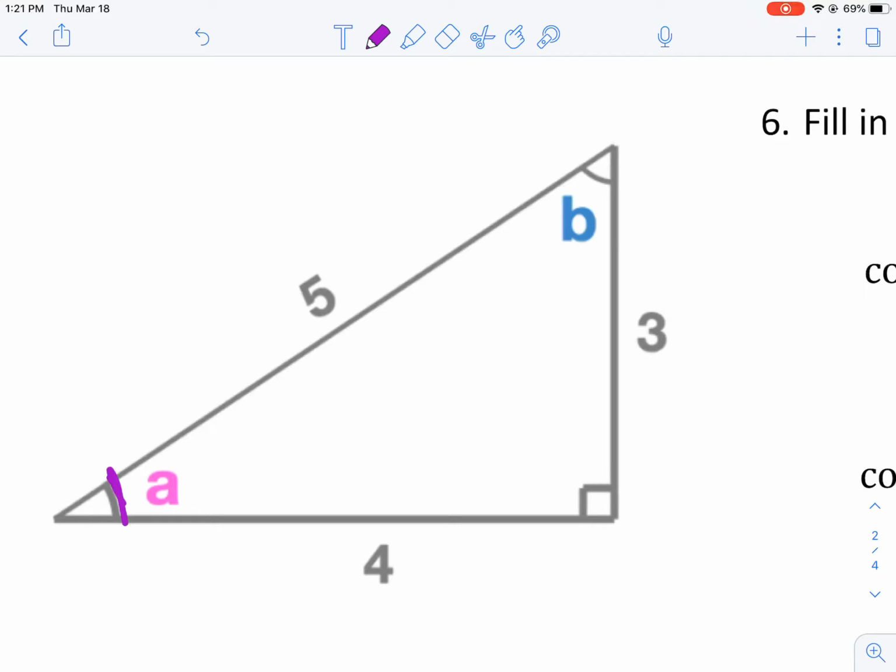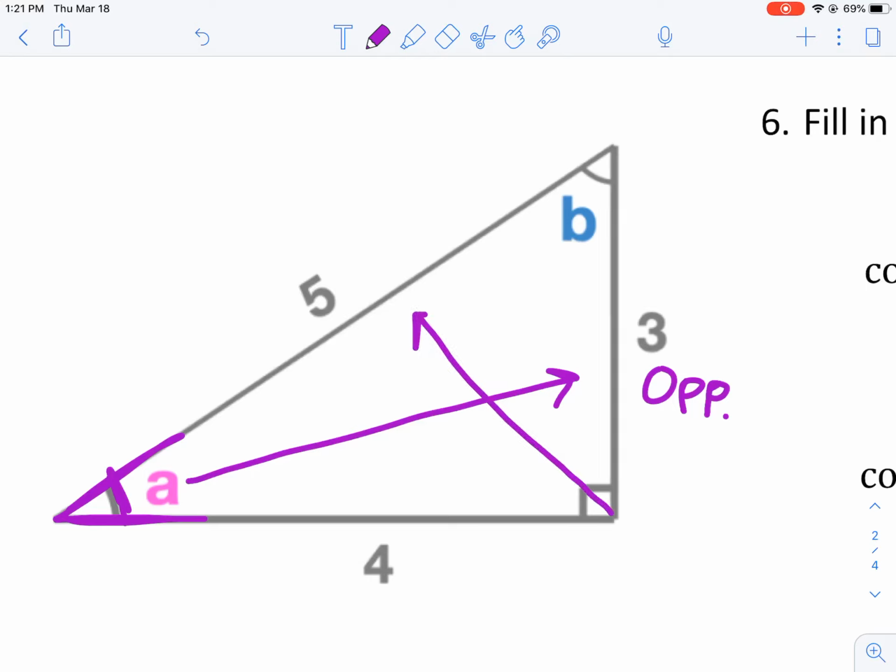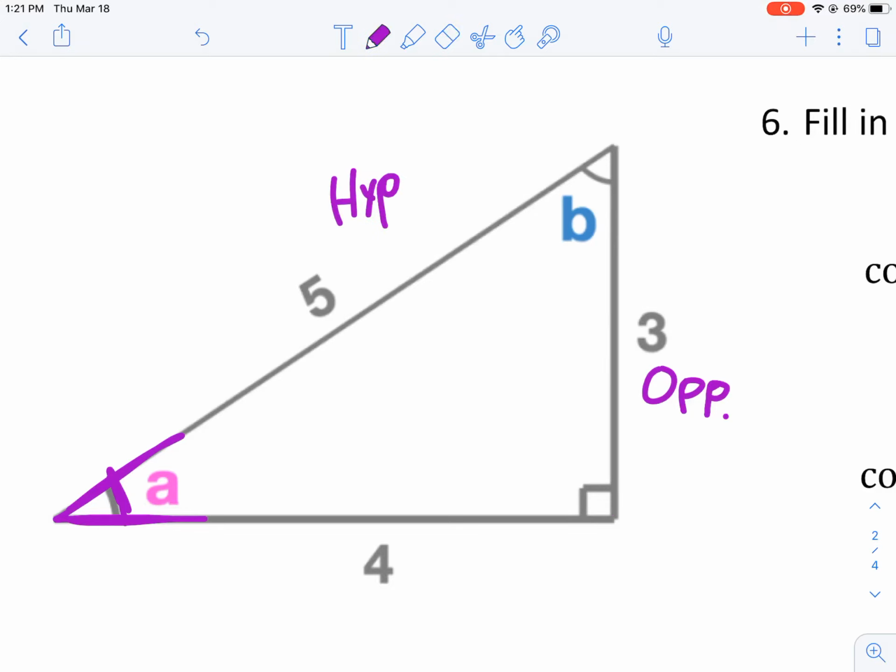So I'm going to focus on A first, all right? So if I'm focused on this angle A right here, the opposite side to that angle is 3. The hypotenuse is always across from the right angle, so that's here. So the side that's not the hypotenuse or the opposite, that's the adjacent side. And that's always going to be the side that's next to the angle, but it's the one that's not the hypotenuse. So from A's point of view, that's how these 3 sides are labeled.